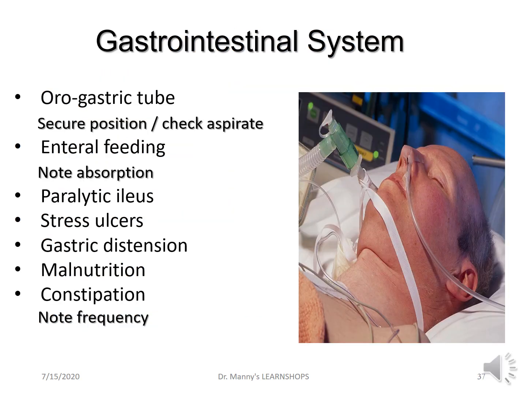When it comes to the gastrointestinal system, it's important to check the orogastric tube or the enteral feeding tube. Make sure it's secure, check the aspirate, note the absorption of the feed. Listen to the bowel sounds, because again you may detect a paralytic ileus. Stress ulcers could be a concern, as we indicated earlier with your VAP bundle, and gastric distension. So nasogastric tube would be indicated. Observe for malnutrition, they should be fed. Constipation, immobility, note frequency.